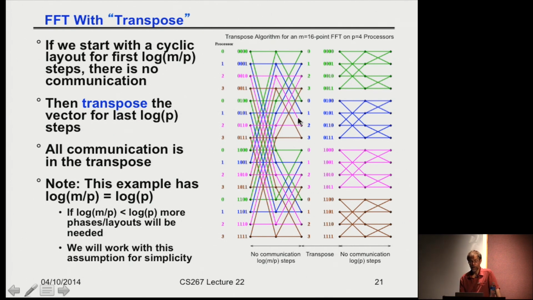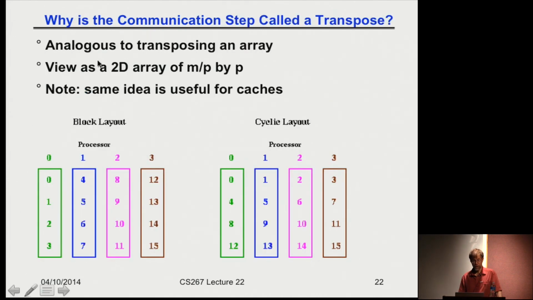So I call this transformation of going from a cyclic layout to a blocked layout a transpose. And that's because it's exactly what transposing a matrix would look like. So let me just show you on one slide why that is. So here's the picture. So who owns what in a block layout? In a block layout, processor 0, the green guy, owns the first 4. Processor 1 owns the next 4. So there I've indicated the indices that he owns.